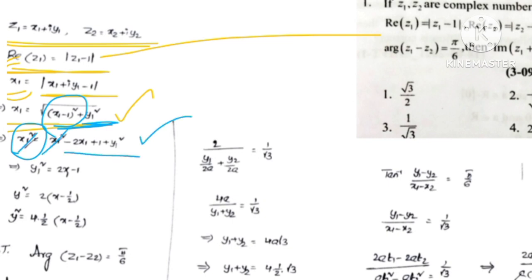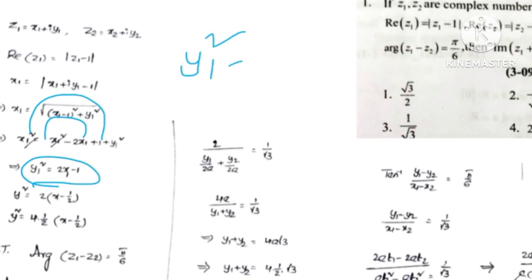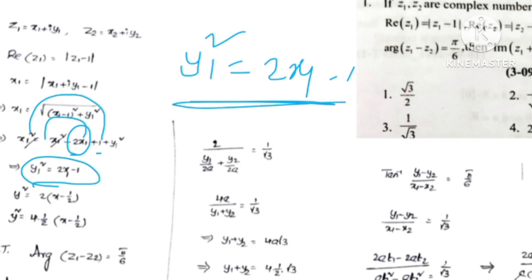Okay, now cut the x1 square. Now what is the remaining value you get here? So y1 square is equal to, write this minus 2x1 and plus 1 to this side. That is y1 square is equal to 2x1 minus 1, since minus 2x1 becomes plus 2x1 and plus 1 becomes minus 1. This is the answer you get from the first condition, real part of Z1 is equal to mod Z1 minus 1. What is the first answer you get? y1 square is equal to 2x1 minus 1.